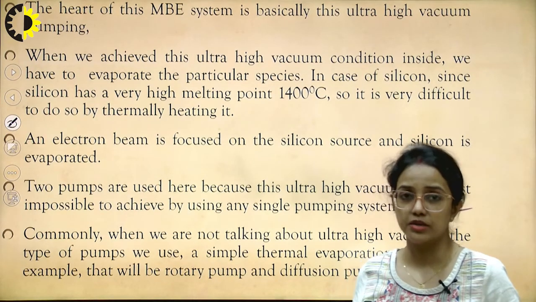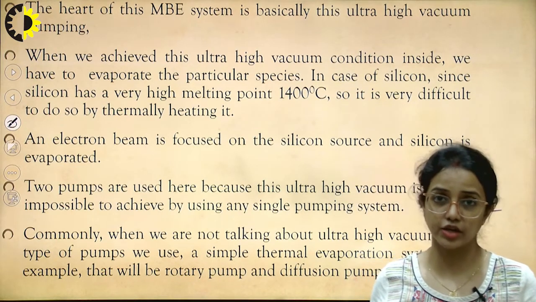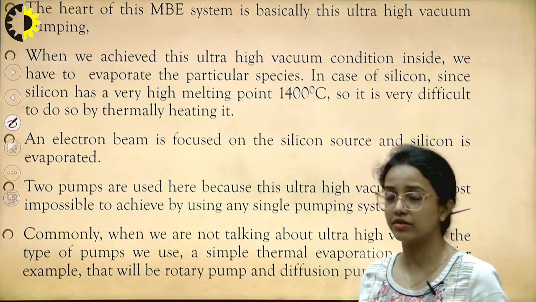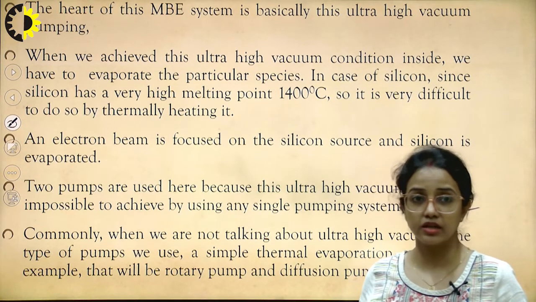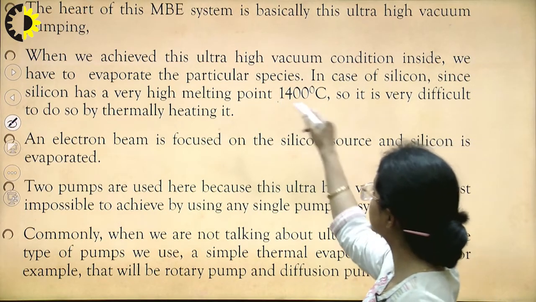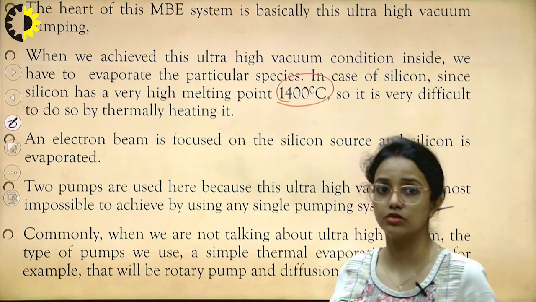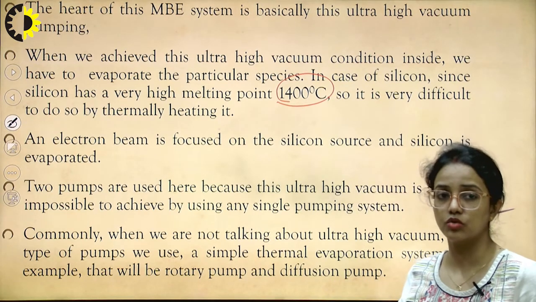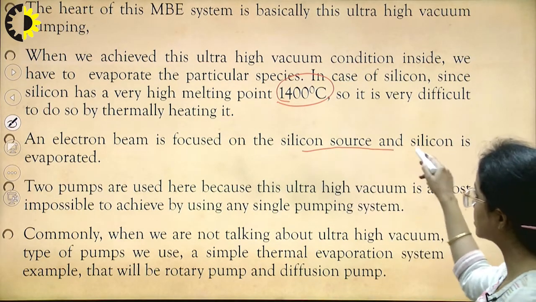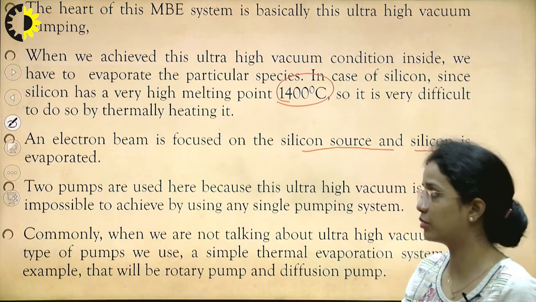The heart of an MBE system is basically the ultra high vacuum pumping. When we achieve the ultra high vacuum condition inside, we have to evaporate the particular species. In this case, we are studying silicon, which has a very high melting point, so it's very difficult to do thermal heating. So what happens is that an electron beam is focused on the silicon source and silicon is evaporated. Instead of heating it, we just use the electron beam.